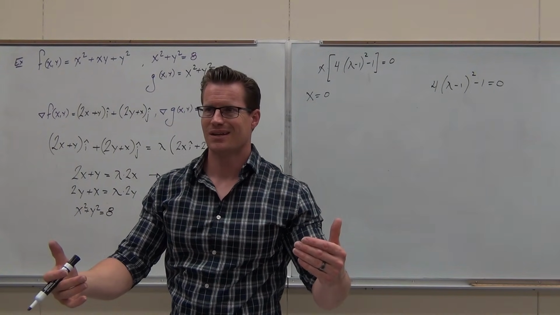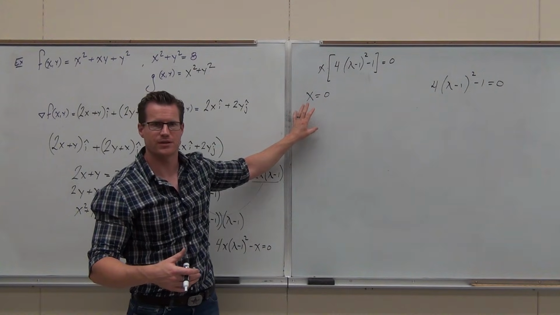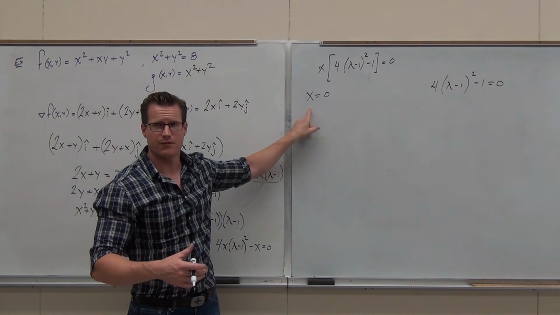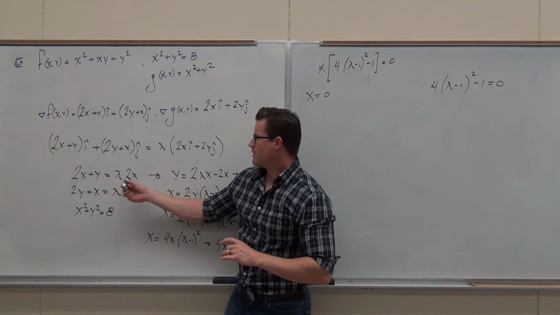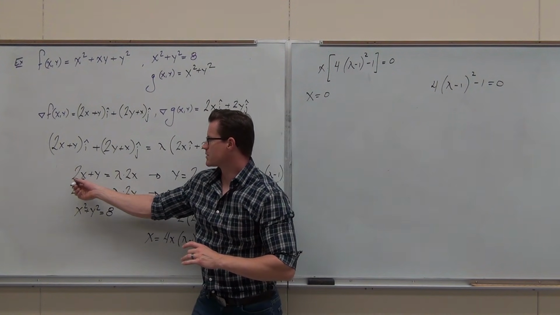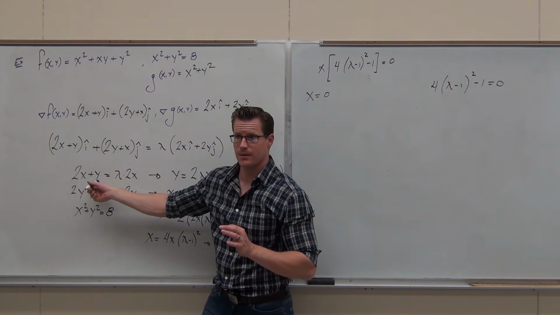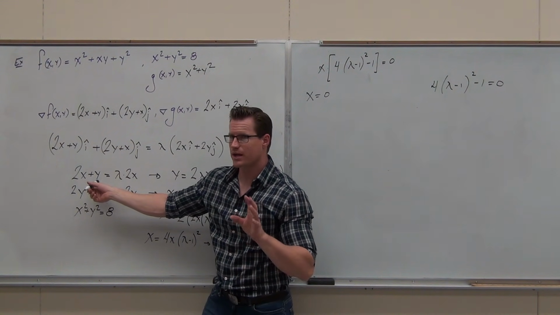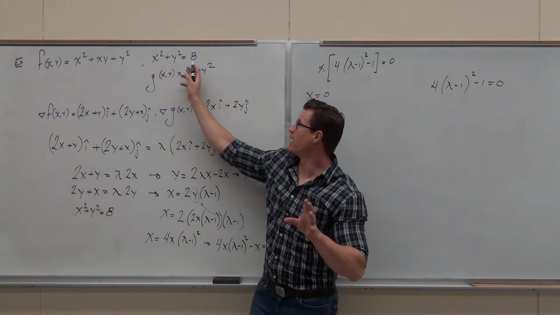Does that make sense? Now, here's the issue. I want to backtrack with this one so you understand that this is irrelevant. Here's why. If I let x equal 0, then 0 and 0 means y would also equal 0. Do you see that? Then x equals 0 and y equals 0. Is that on our constraint?